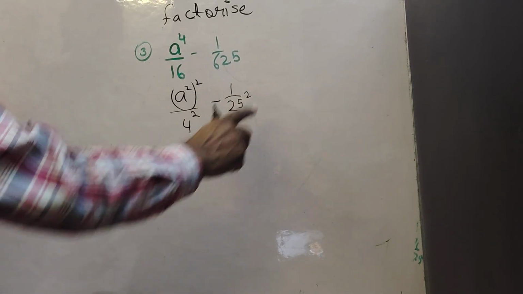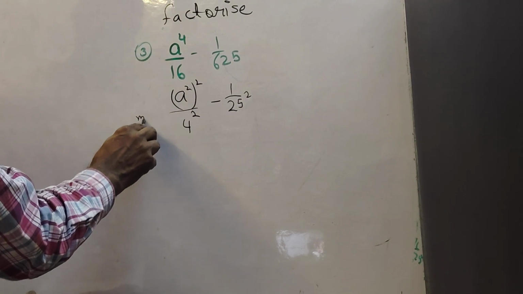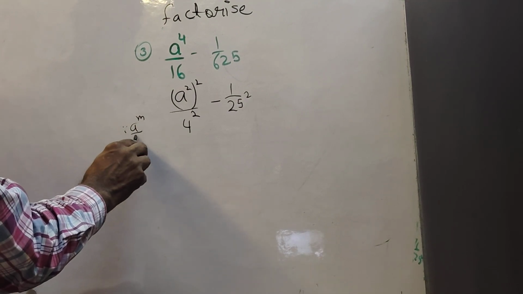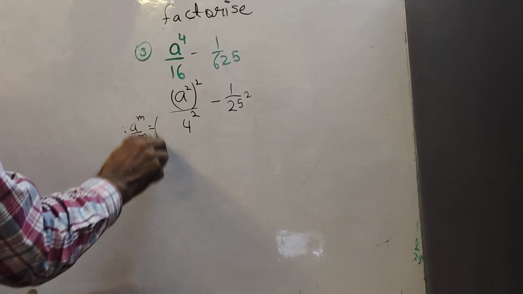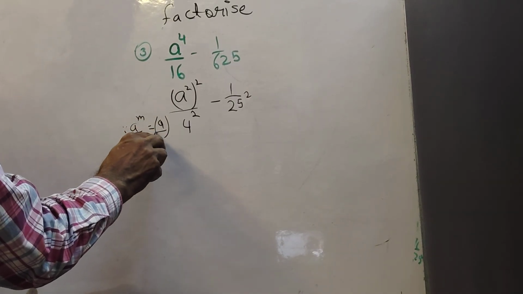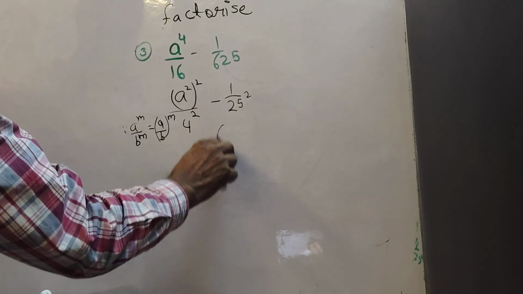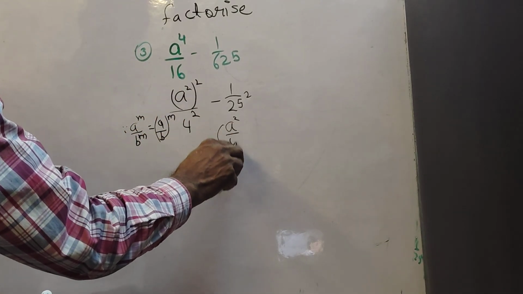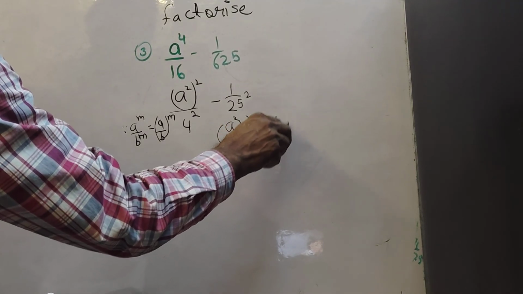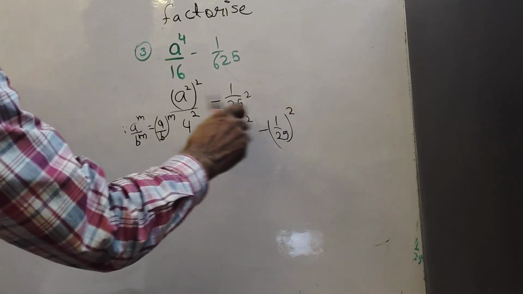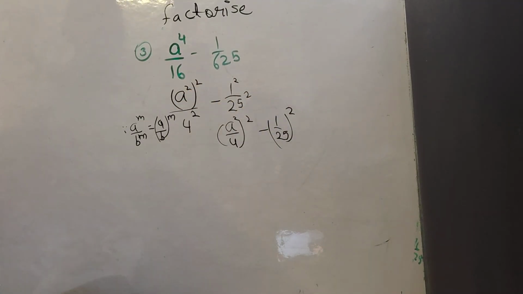So this small 2 is called square. Now look at the first term: a raised power m over b raised power m can be written as a over b whole power m. According to this, the first term is written as a square over 4 whole square minus 1 over 25 whole square. 1 square is 1, so this 1 can also be written with the square taken common.